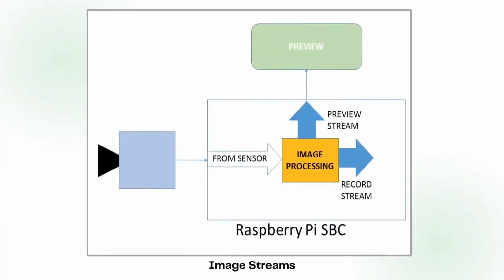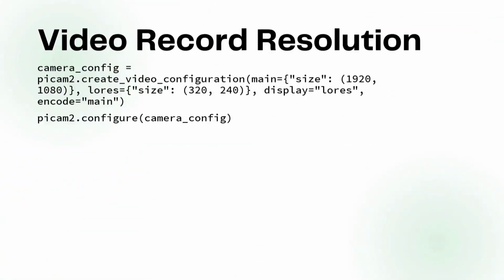For that we have to create a separate record stream. So now we have two streams. One stream for the preview and the other for record. Change the record or main stream resolution and record it. To change the main stream resolution, use the following commands. Here the main size is the resolution to be used for recording and is set as Full HD. The low resolution is set as 320 by 240.